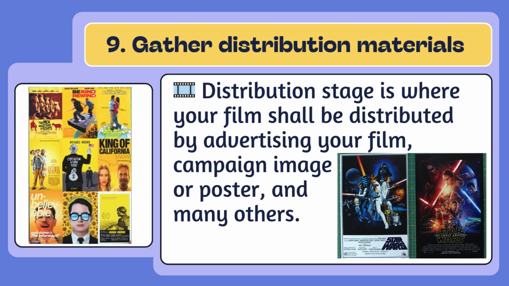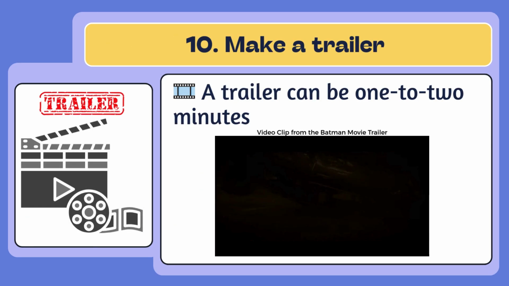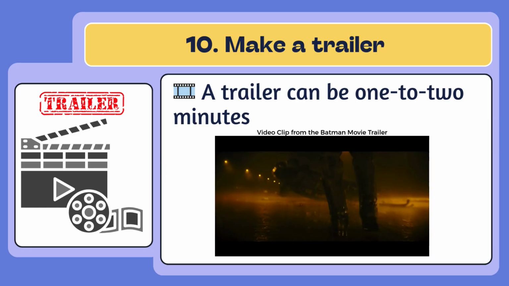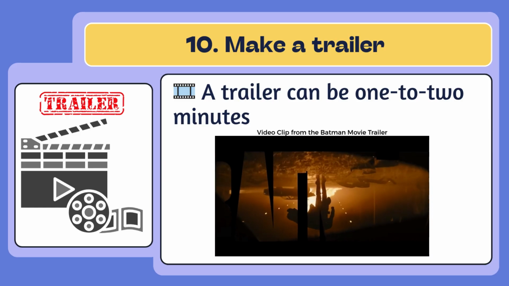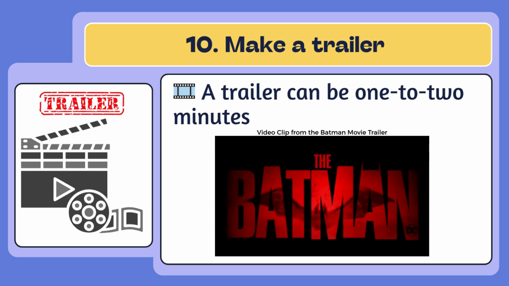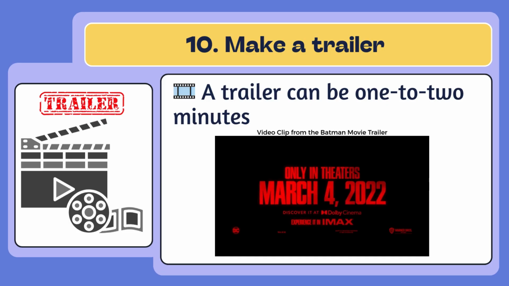9. Gather distribution materials. Distribution stage is where your film shall be distributed by advertising your film, campaign image or poster, and many others. A trailer is a short video, usually 1 to 2 minutes long, that shows the most exciting and important parts of a film. Its purpose is to grab people's attention and make them want to watch the full movie.